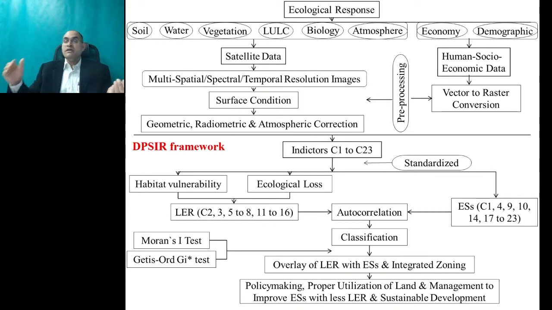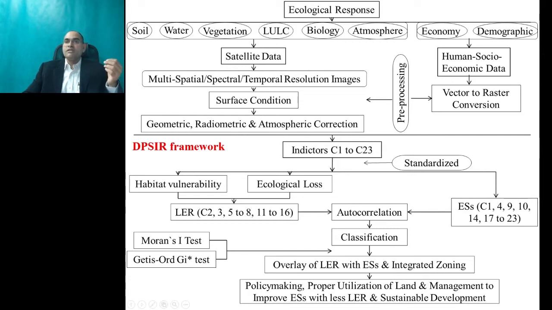Here is one more step. I think till here you understand how remote sensing and GIS work. I had some thematic layers earlier from satellite data only, 15. Then I increased it to 23 with the help of secondary data like economic, demographic, or socioeconomic data. Now one more thing here, I use habitat vulnerability and ecological loss. Habitat vulnerability reflects more socioeconomic activities or human intensity, and then loss of ecology.